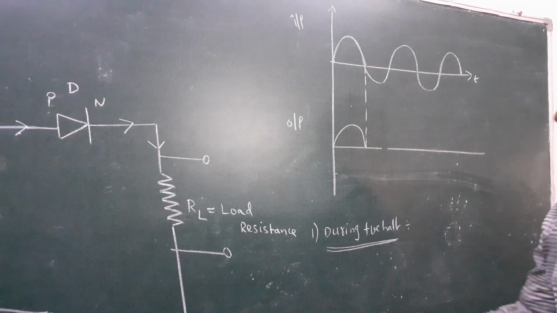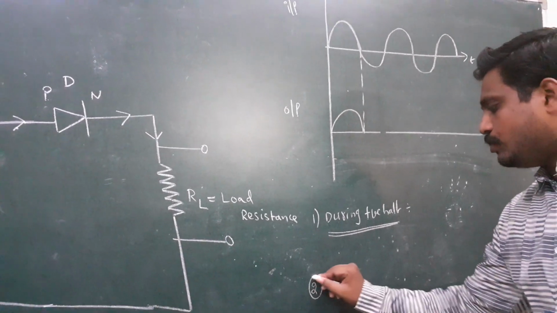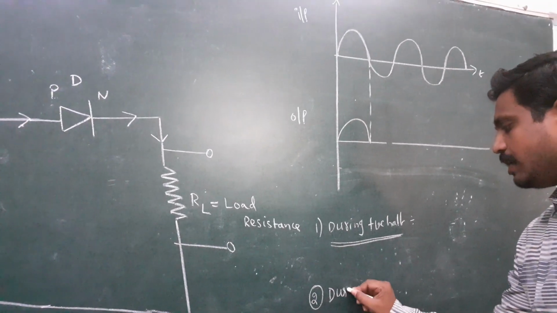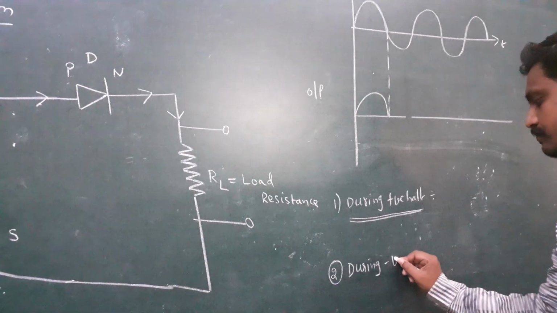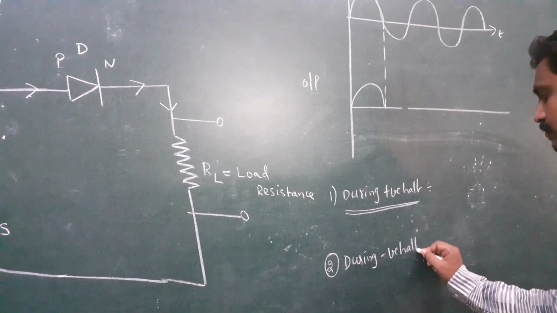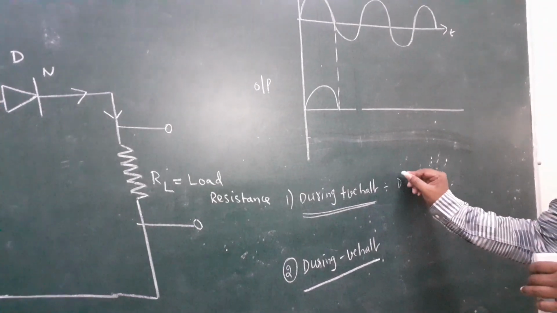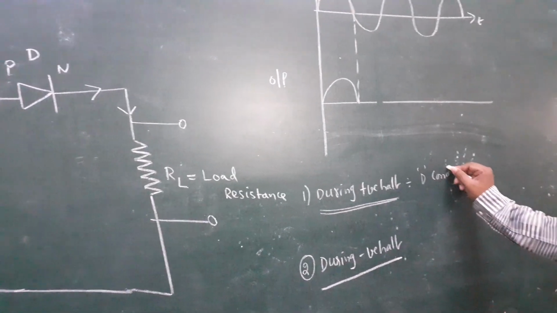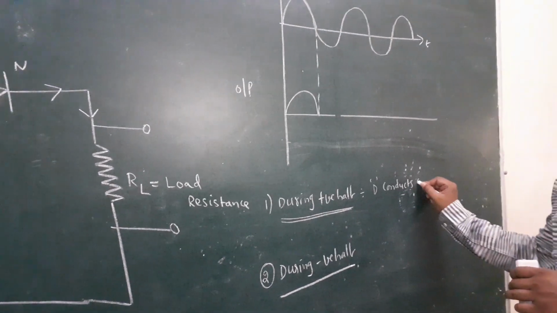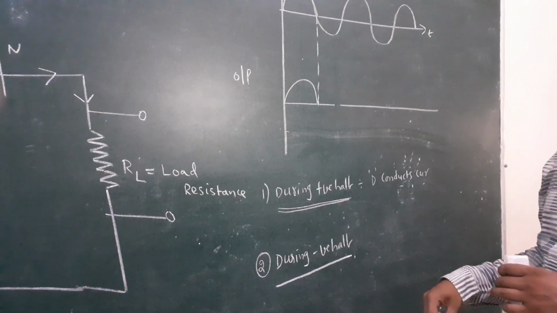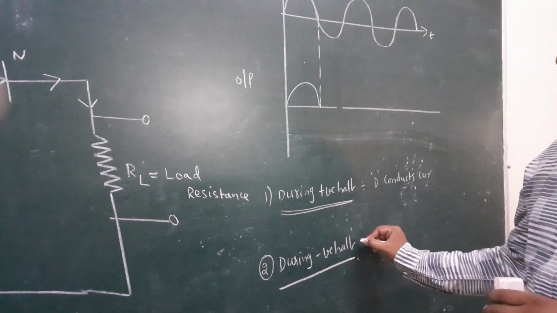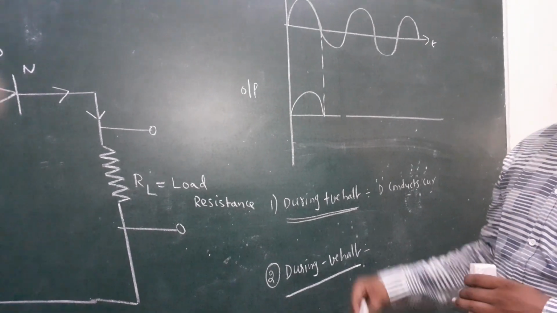Okay, I take the next one. During the positive half cycle, diode D conducts the current, that means it allows the current. Next I discuss the negative half cycle.